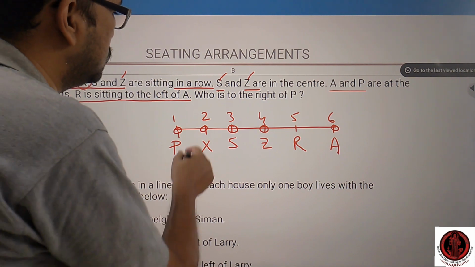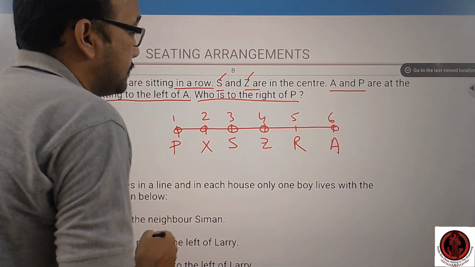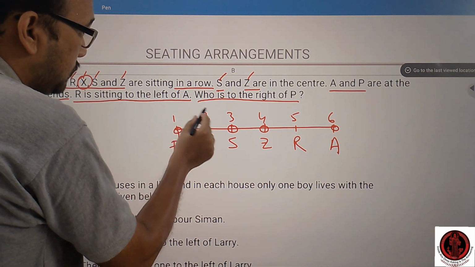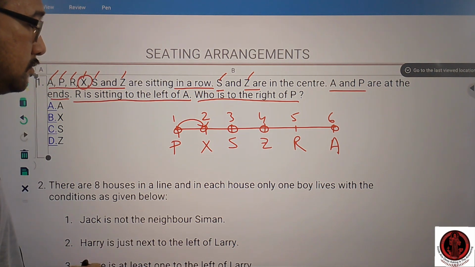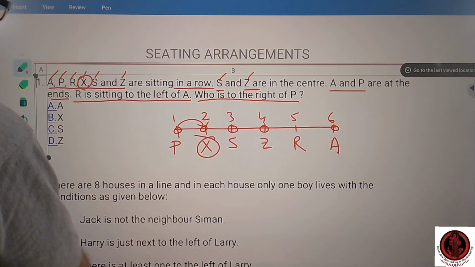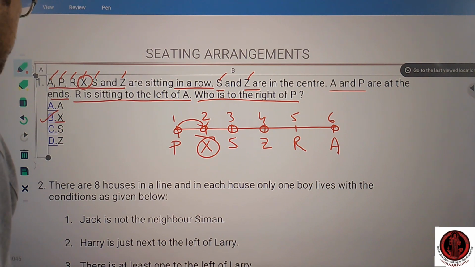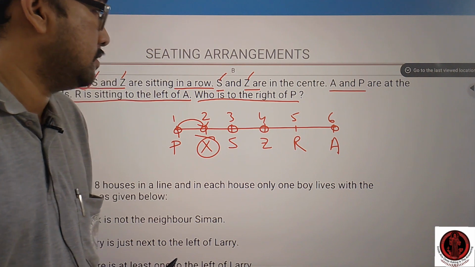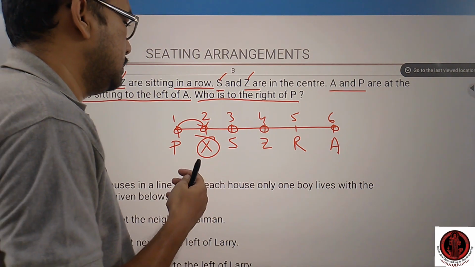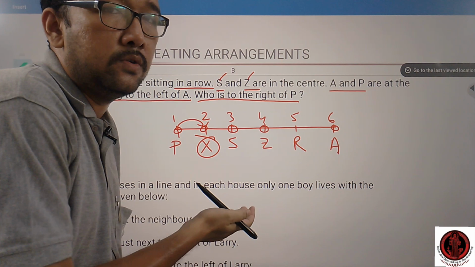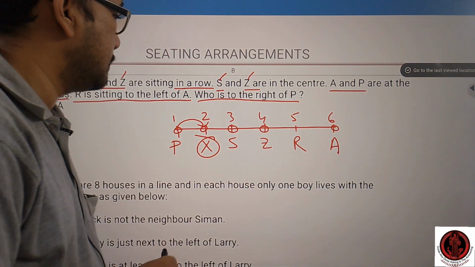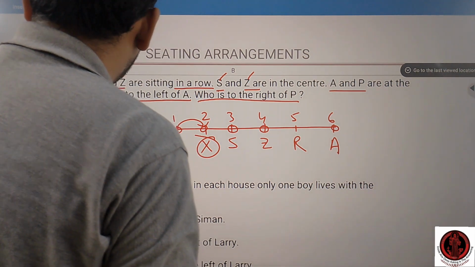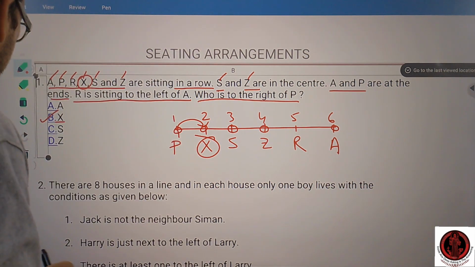Now the question is, who is sitting to the right of P? Right of P means which one? Right of P is X. So the answer is B. Option B, X is the answer. Now when you are drawing a row-wise arrangement, your right is right here also and your left is left here also. Okay. So this is an easy idea. So this is question number 1. Okay. Now the next question.